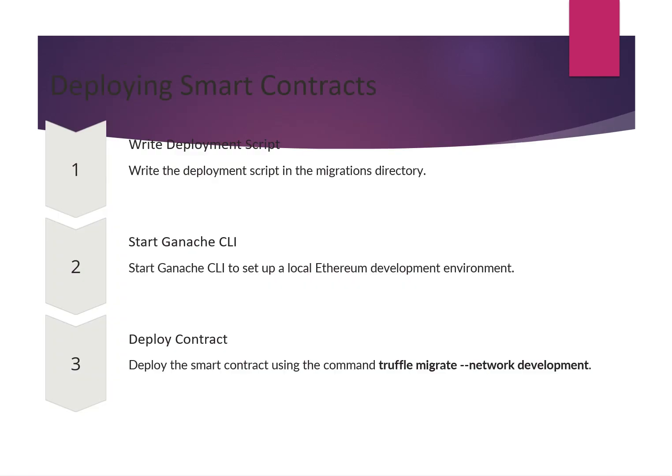To deploy our smart contract, follow these steps. First of all, place a deployment script in the migrations directory. This script tells Truffle how to deploy your contract. Then start the Ganache CLI to set up a local Ethereum environment. Use ganache-cli to start the local blockchain. Then use the command truffle migrate --network development to deploy your contract to the local blockchain.